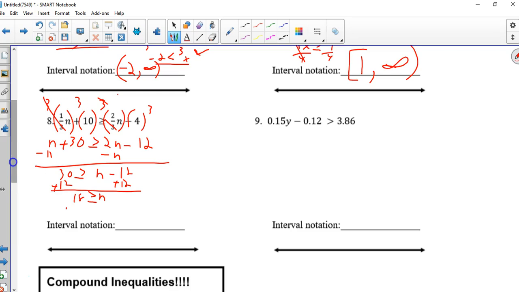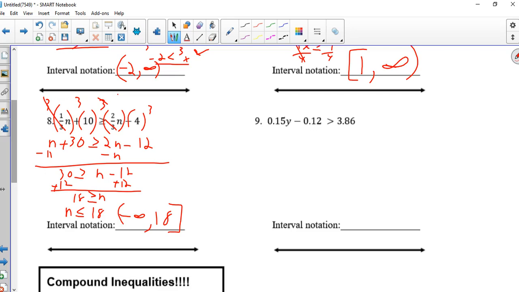If you're more comfortable, you can just rewrite it this way, which will help with interval notation. So we put our 18. Since it's less than 18, it's going towards the negative side, towards negative infinity. So I know we read 18 is greater than or equal to n, but you still got to always read it in terms of that n, the variable.